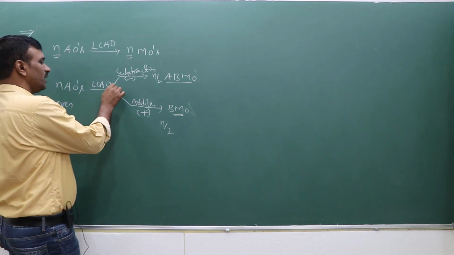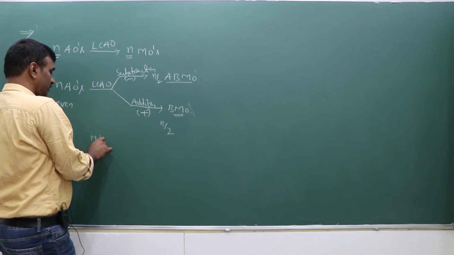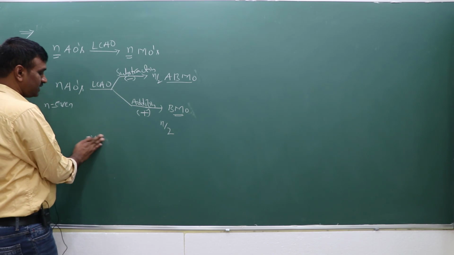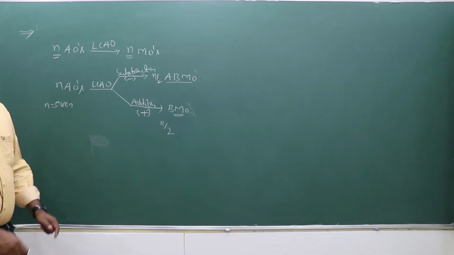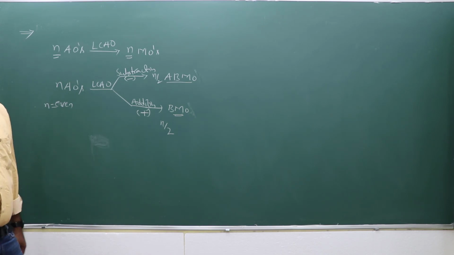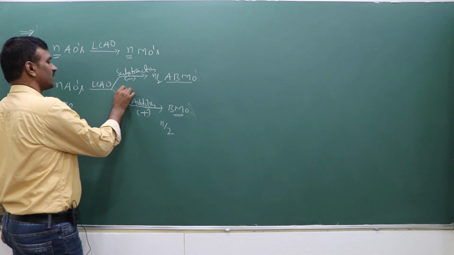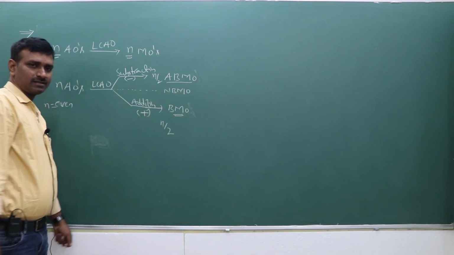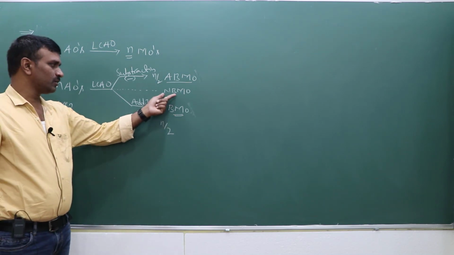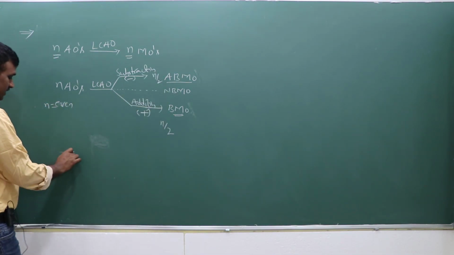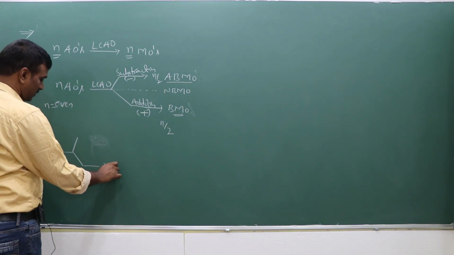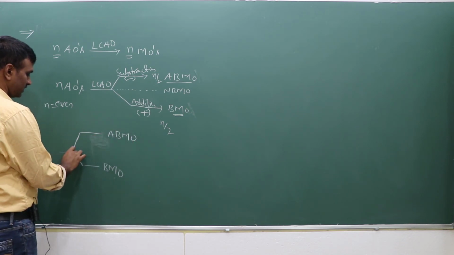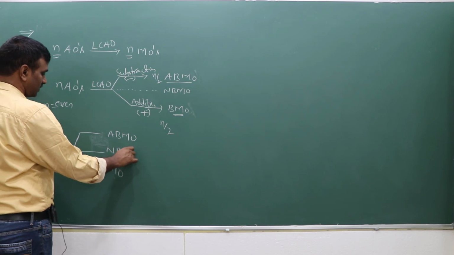Now, the molecular orbitals which are not participating in bonding, meaning lone pairs of electrons, are considered non-bonding molecular orbitals. So the generated molecular orbitals are bonding molecular orbitals, anti-bonding molecular orbitals, and non-bonding molecular orbitals.